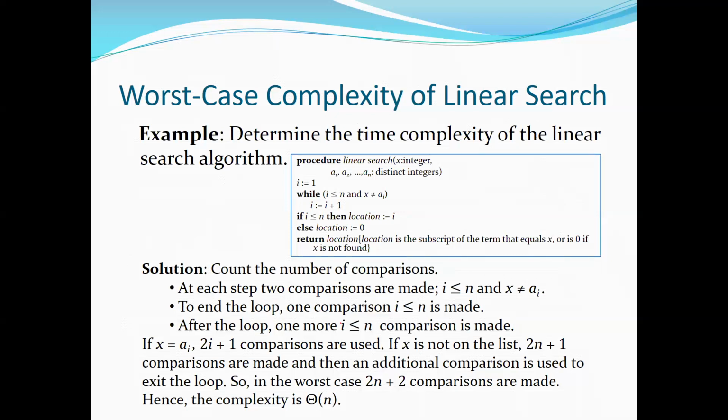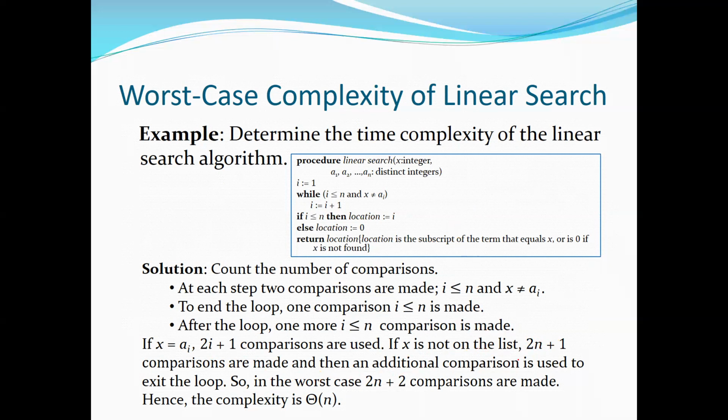Then to end this loop, one extra comparison is required to terminate it, since this will execute until i is greater than n. So one additional comparison is required. If x is equal to a_i, this loop will terminate, and 2i plus 1 comparisons are required. If x is not present in the list, we will end up looking at the whole list, and 2n plus 1 comparisons will be performed, and then an additional comparison is used to exit the loop.